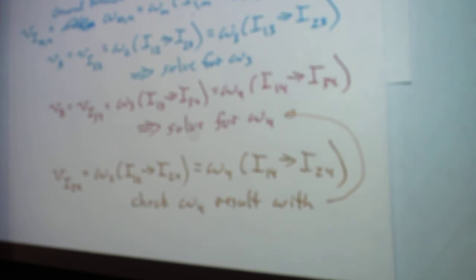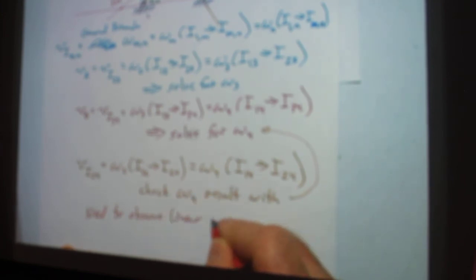So what you're going to do here, for direction, you have to observe. So let me put that down. Need to observe linear velocity directions and angular velocity directions.